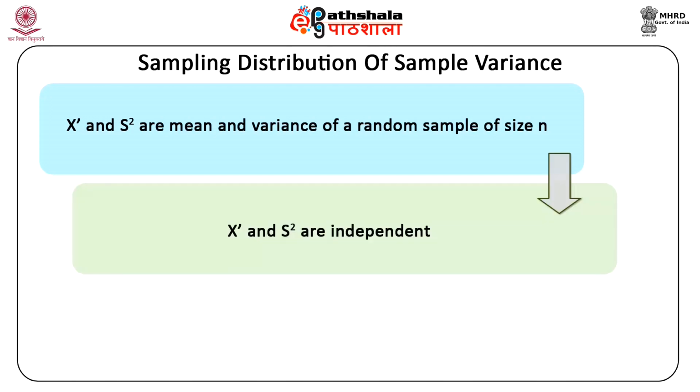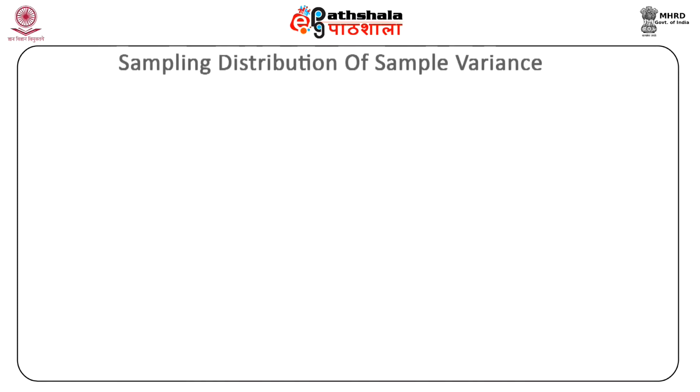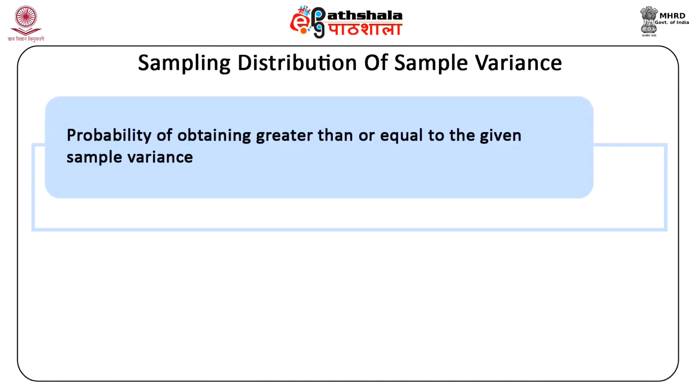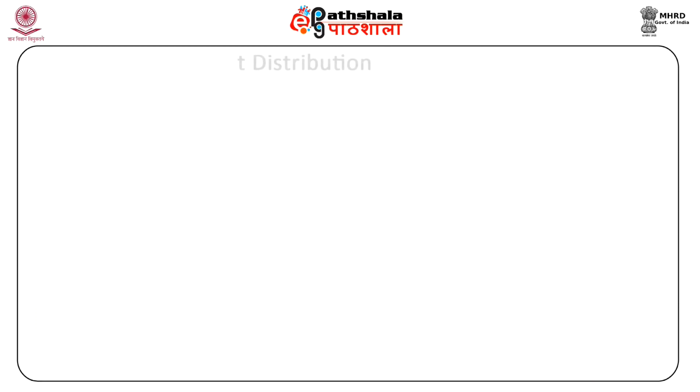1. X prime and s square are independent. 2. The random variable n minus 1 into s square upon rho square has a chi-square distribution with n minus 1 degrees of freedom. Using the above results, we can determine the probability of obtaining a value greater than or equal to the sample variance. Using the statistical tables, we can determine the range within which this probability lies because of limited alpha, the level of significance values. Further, we shall now discuss the t distribution.